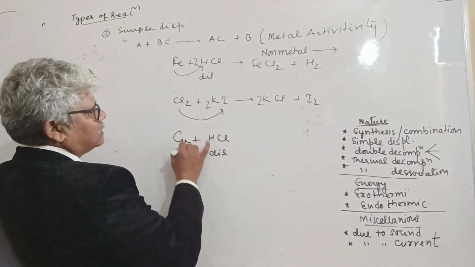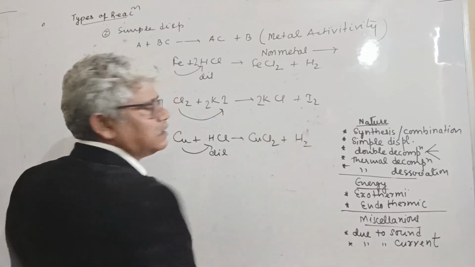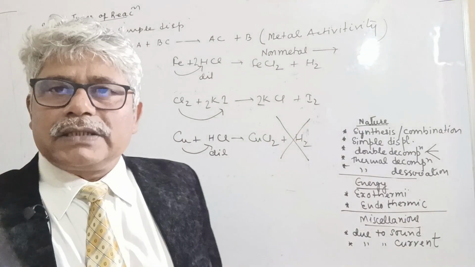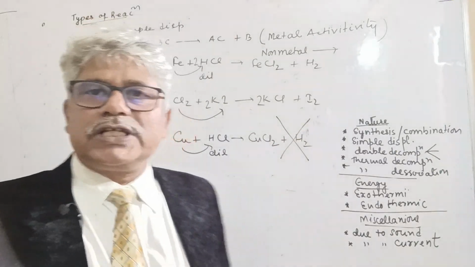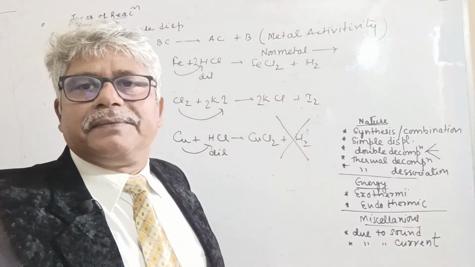Sometimes this question is asked: why can hydrogen not be prepared using dilute HCl with copper? The answer is this is not possible. Why? Because copper is below hydrogen in the metal activity series. Therefore, this reaction does not happen.